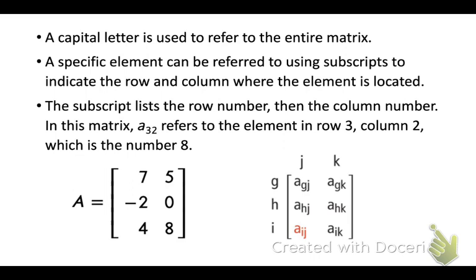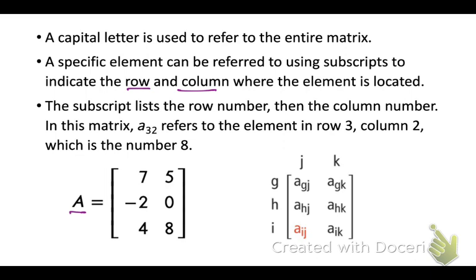Okay, so a capital letter is used to refer to an entire matrix. So the matrix name is A, or B, or C, whatever. But it's a capital letter. That's the name of the matrix. A specific element can be referred to by using subscripts indicated with the row and the column.